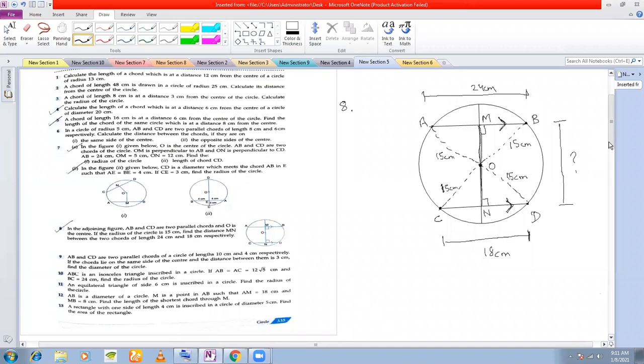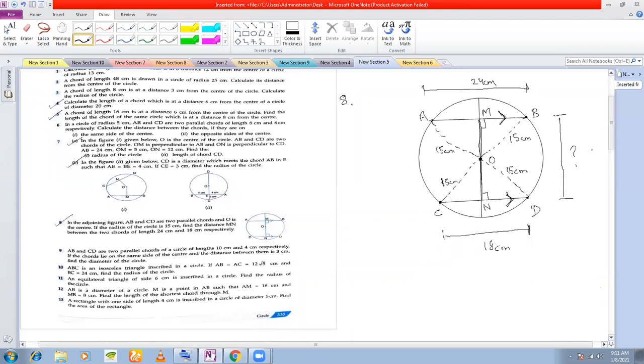The next statement here is, if the radius of the circle is 15 centimeter, find the distance MN between the two chords of length 24 centimeter and 18 centimeter. So the length of these two chords are given to you. This chord AB is of length 24 centimeter, and this chord is of length 18 centimeters. So these two lengths are already given to you. You need to find out this distance MN. So let's see how to proceed.